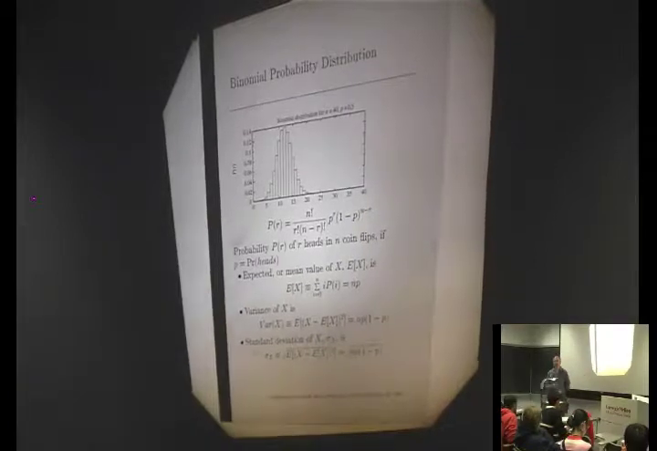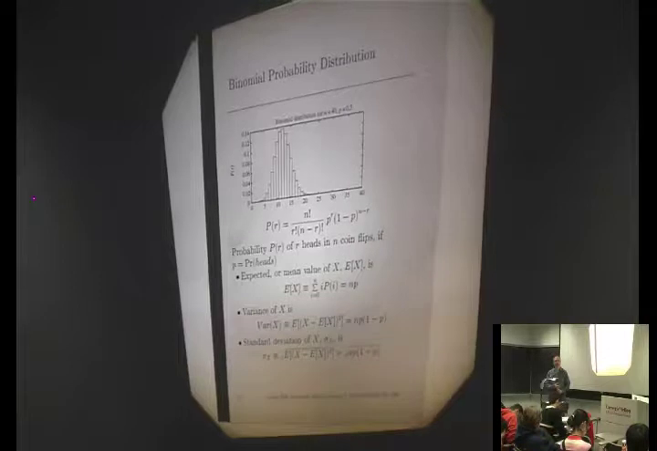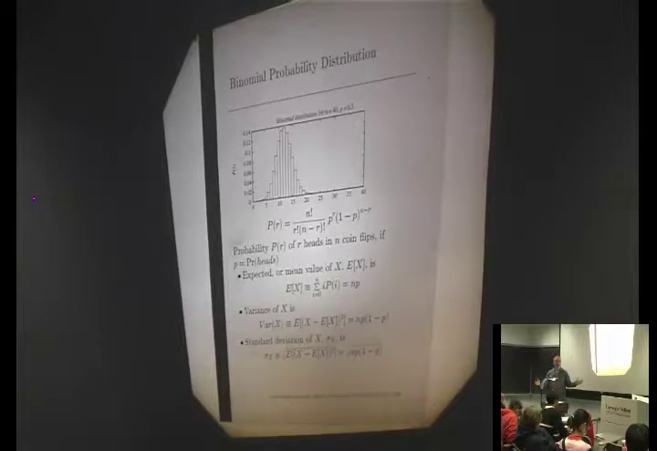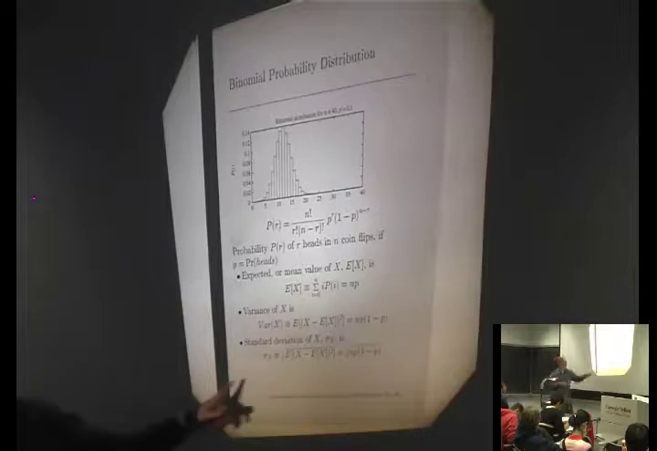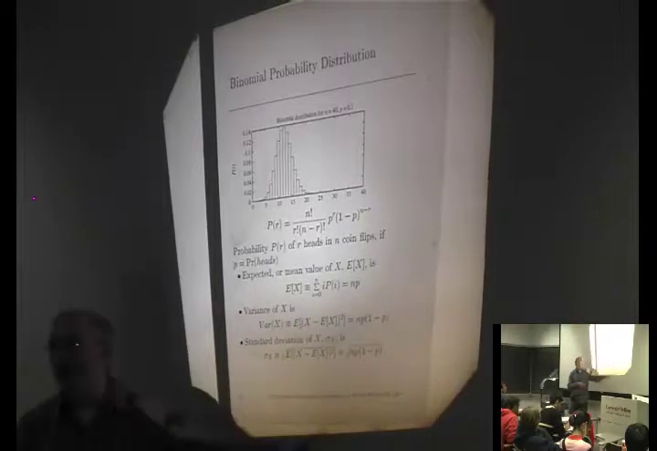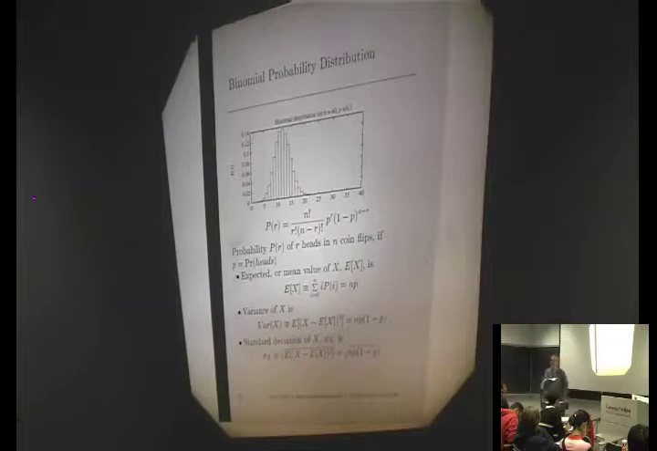Which means the variance grows linearly with the size of the sample, and it's greatest when p is close to half, and it's smallest when p is very large or very small. And then the standard deviation is defined as the square root of the variance, which means standard deviation grows as the square root of the sample size.